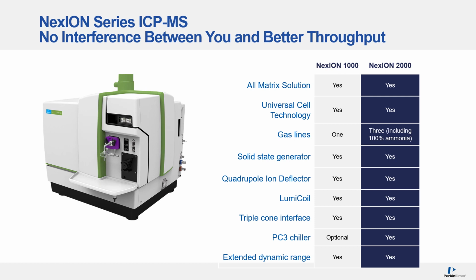As well, it comes with a standard PC3 chiller to help to keep the spray chamber chilled or heated if you so choose, but normally it's chilled to help reduce oxides and to have better performance of long-term stability.